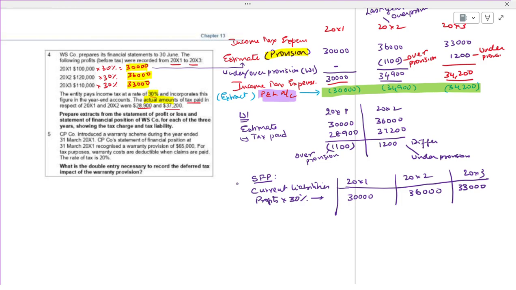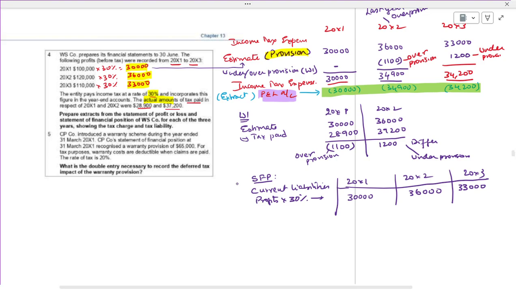Income tax. Okay, income tax, how much? The tax paid in respect of 2001 and 2002, how much have they paid? 28,900 and 37,200. But in the income statement, how much are we showing? 30,000, 34, and 34,200. In the profit and loss income statement, we are showing 34.